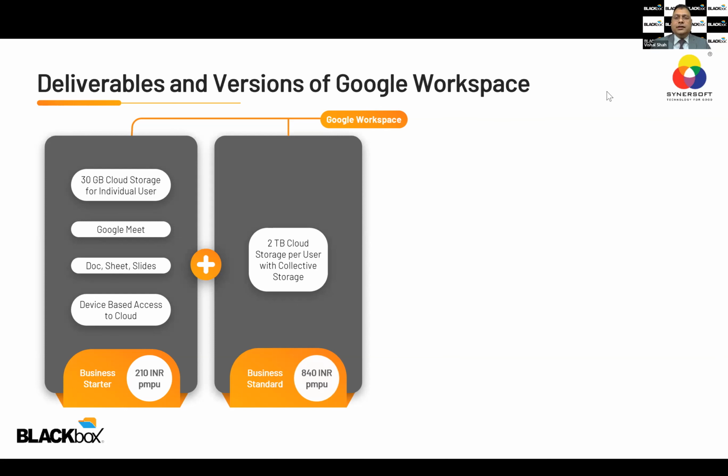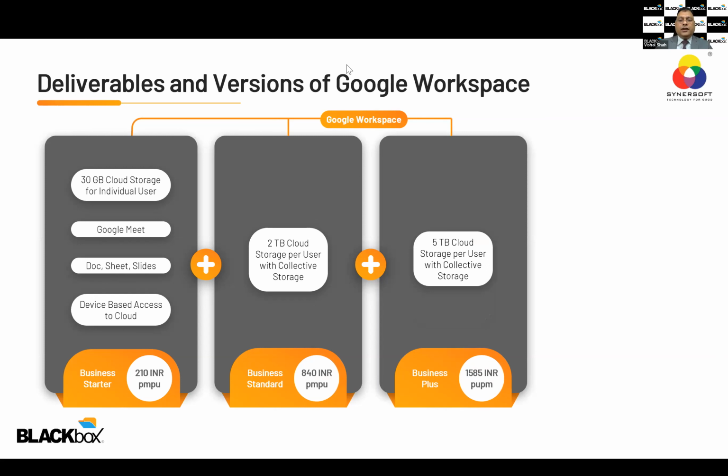The third package is basically giving you 5 terabyte of cloud storage. So as you keep on upgrading Google's subscriptions, you get more and more space. And in case you want enterprise-grade security and enterprise-grade policies, then you need to upgrade further. So this 5 terabyte is approximately 1585 INR per month, I think.